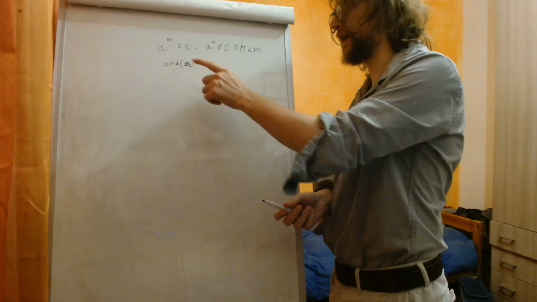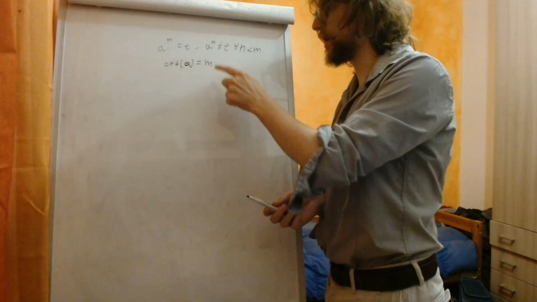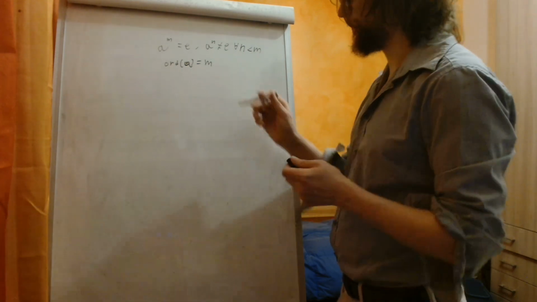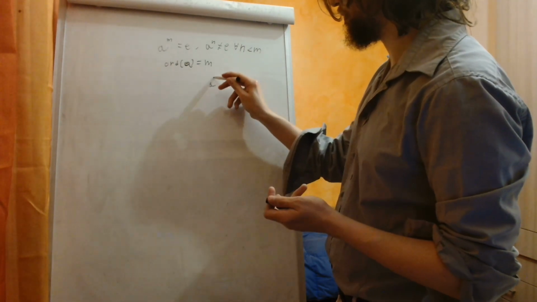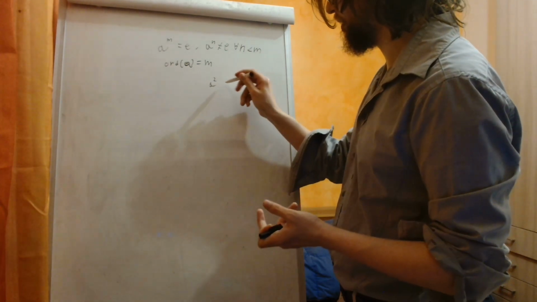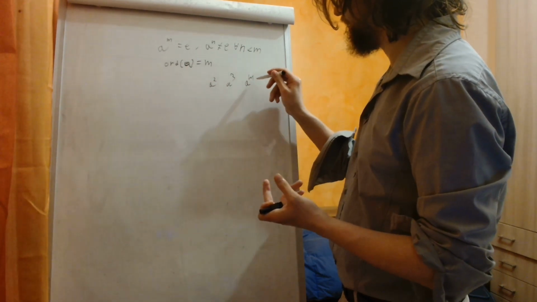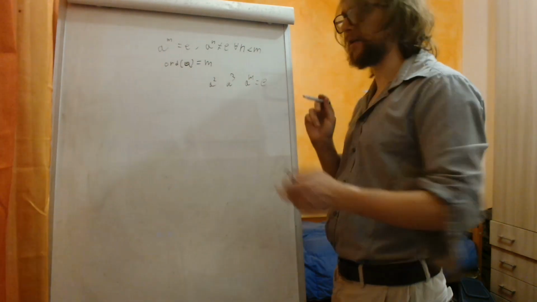And by order of an element A, I mean the least number n for which A to the n is the identity. So you repeat the operation, A squared. If it is not the identity, you go on, A cubed, and so on, until you arrive at A to the n equals E. Then A has order n.